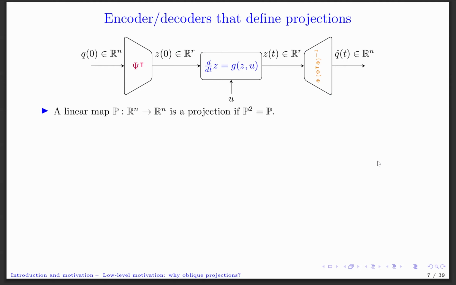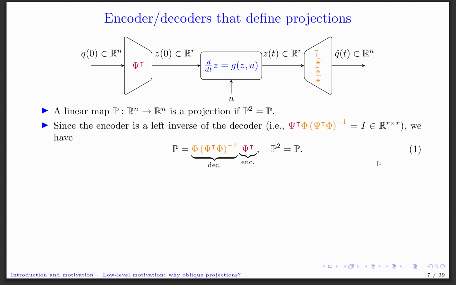Great. And so now this is the second. So that was the high-level motivation of model reduction. We're going to go into low-level motivation, and so why oblique projection? So now we're going to be constraining our attention to linear encoders and decoders, and basically, if you notice, I've constrained them in a specific way. Specifically, the encoder on the left is a left inverse of the decoder on the right.